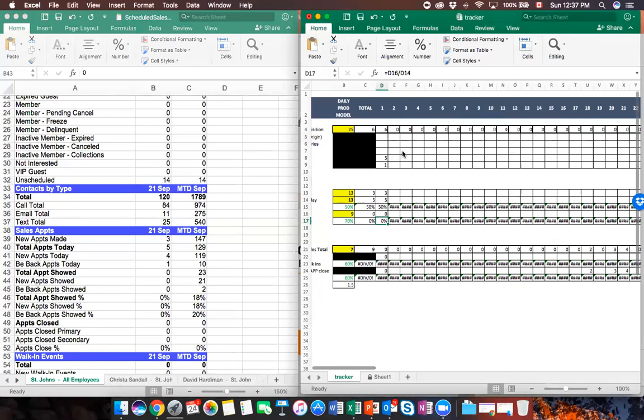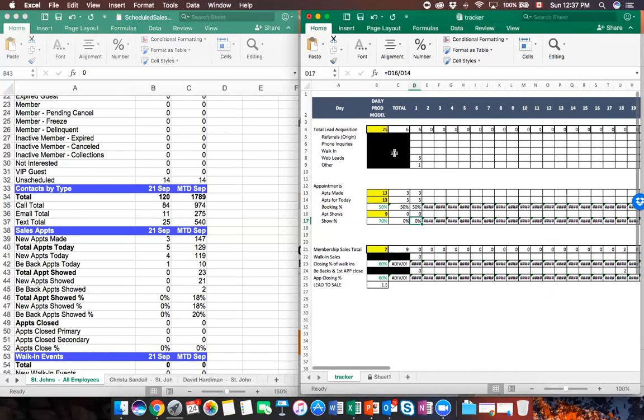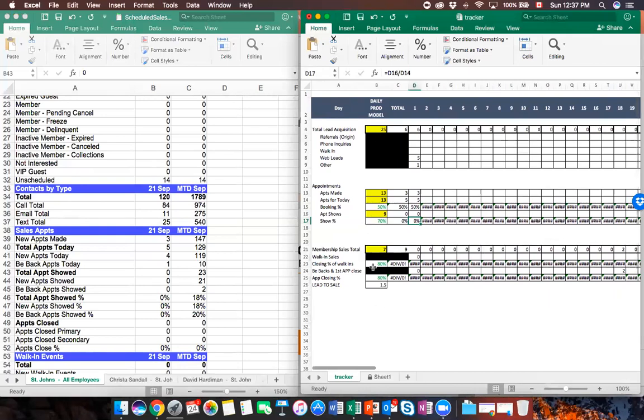Okay? Fill this out throughout your entire pre-sales, and you're going to be able to see your ratios and where you are under or overperforming.